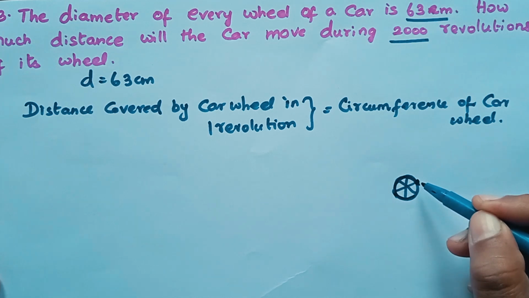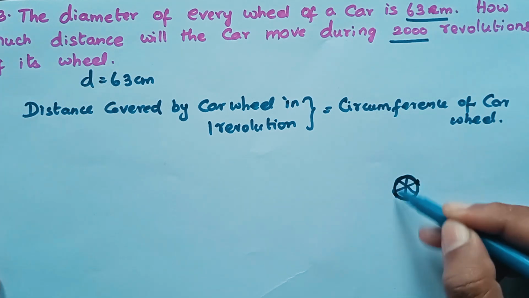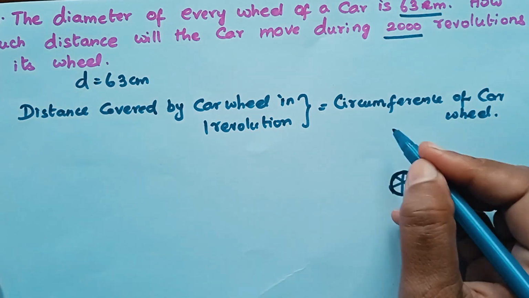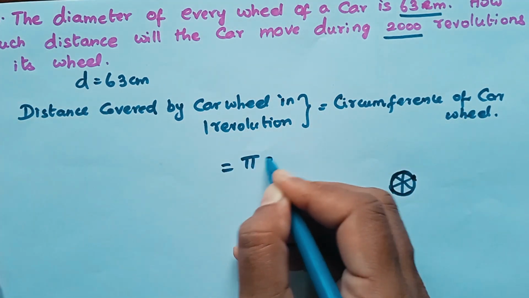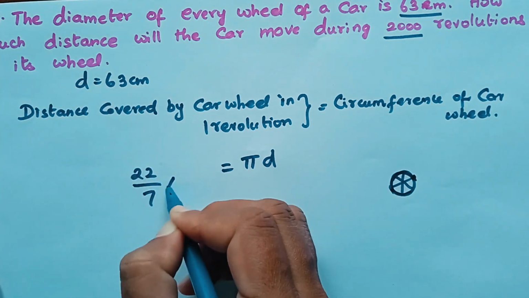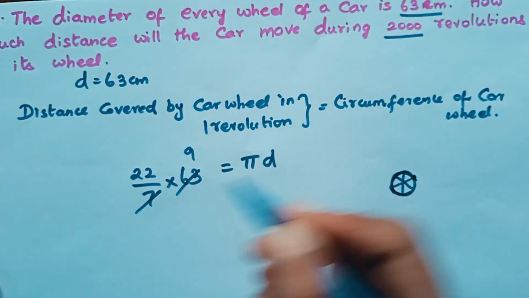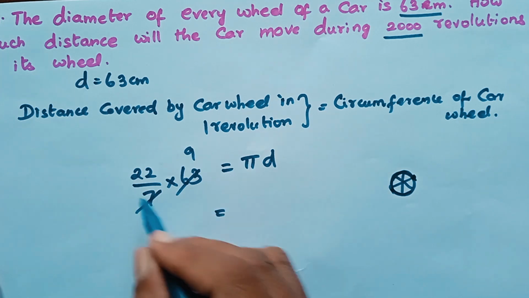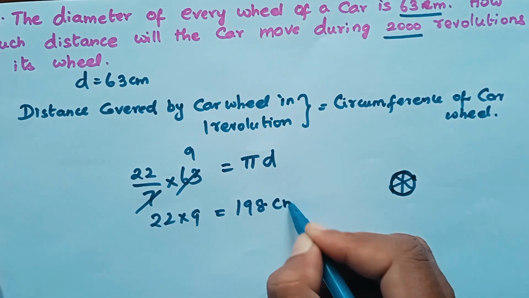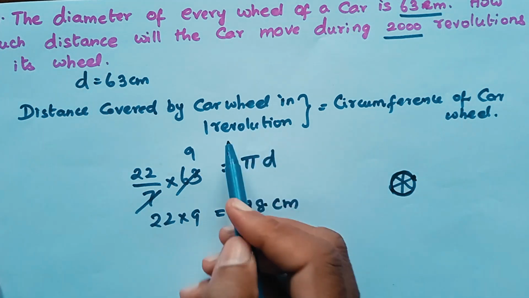The distance covered by the car wheel in one revolution is nothing but the circumference of the car wheel. This is the circumference of the car wheel. So the circumference is pi into d. Substitute for pi 22 by 7, into diameter 63. Cancel out 7 and 63 with the 7 table, 7 9s are 63. So 22 into 9, we get 198 centimeter. So 198 centimeter is the distance covered by the car wheel in one revolution.